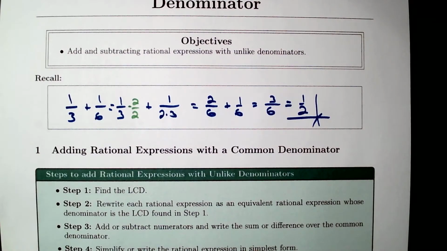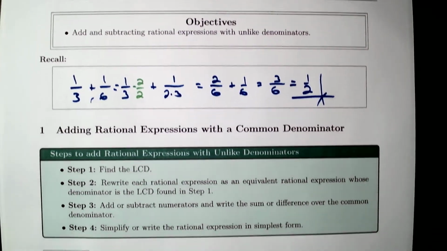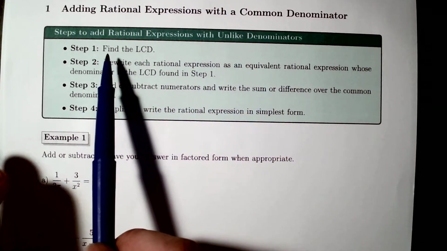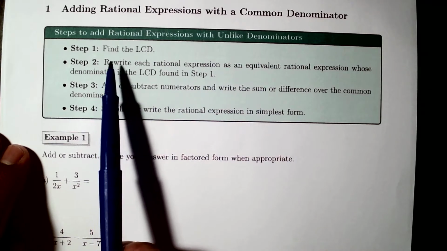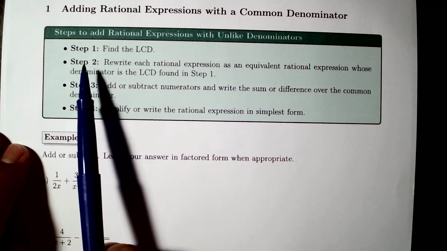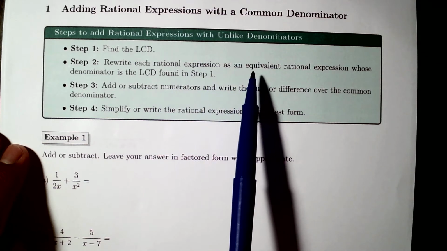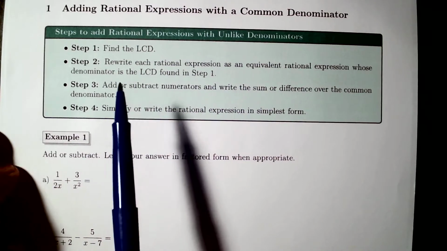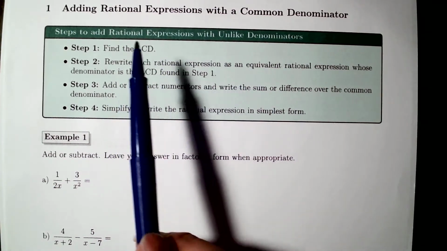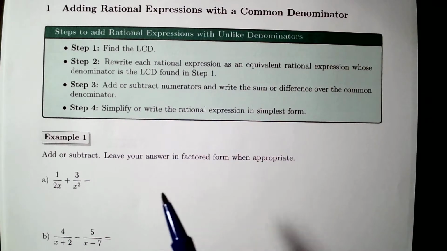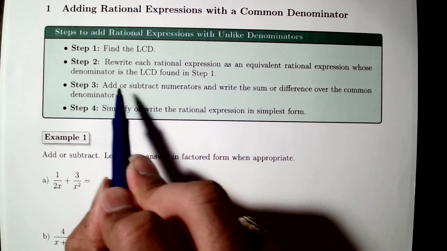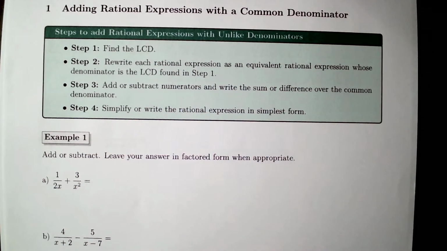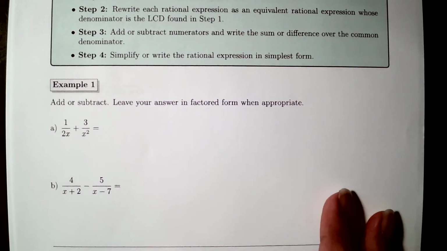So we're going to do exactly the same process but with algebraic expressions. The steps to do that are, number 1, find the LCD, which we already did in the previous section. Step number 2, rewrite each rational expression as an equivalent rational expression whose denominator is the LCD, which is also what we did in the previous video. And step 3 is to add or subtract and write the sum or difference over the common denominator and simplify whenever possible. So let's look at a couple of examples.